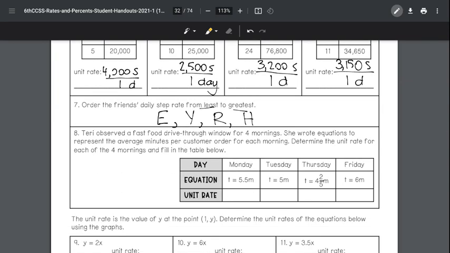Number 8, Terry observed a fast food drive-through window for 4 mornings. She wrote equations to represent the average minutes per customer order for each morning. Determine the unit rate for each of the 4 mornings and fill in the table below. This number in our equation is never going to change, okay? So that is our unit rate, 5.5. On Tuesday, our unit rate is 5. On Thursday, our unit rate is 4 2/5. On Friday, our unit rate is 6.